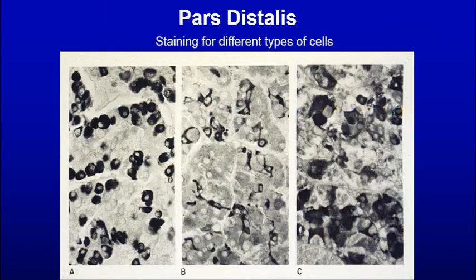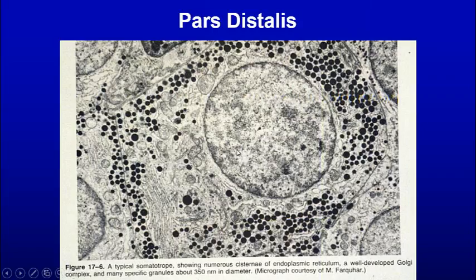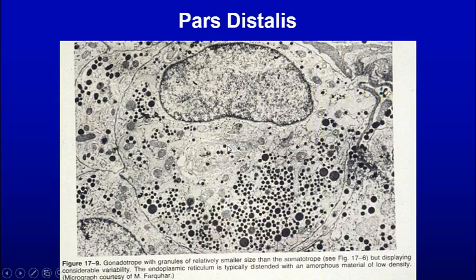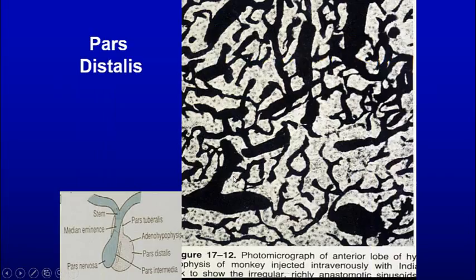And here we can see the staining for the different types of cells. Pars distalis, you can see it's rich. This is one of somatotrophs. It has these smaller granules, with other types of cells, and mammotrophs here. So different cells are all together there. Somatotrophs again. This is a gonadotroph. It has varying size of granules, and then just a different one, mammotrophs.